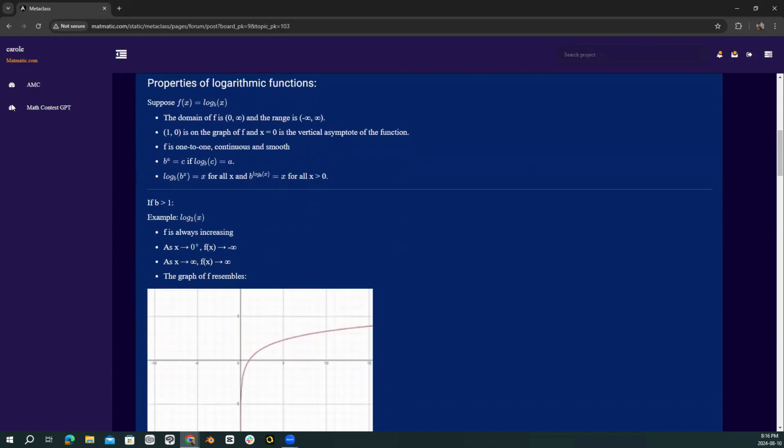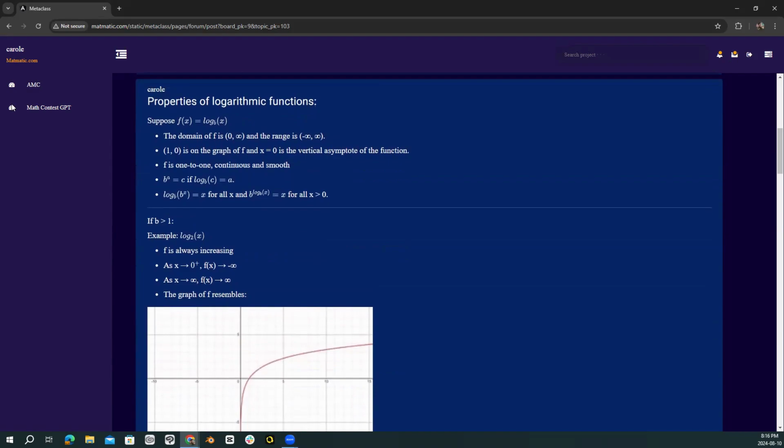Okay, we're moving on to graphing now. These are the properties of the logarithmic functions. Let's suppose that f(x) equals log base b of x. The domain of f is 0 to infinity, which means the x value can be any positive real number, essentially between 0 and positive infinity.